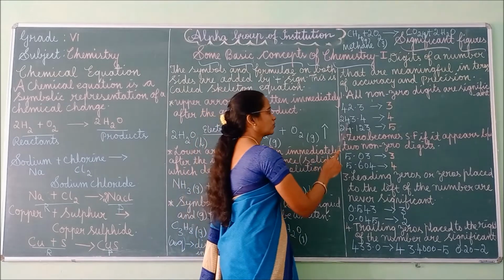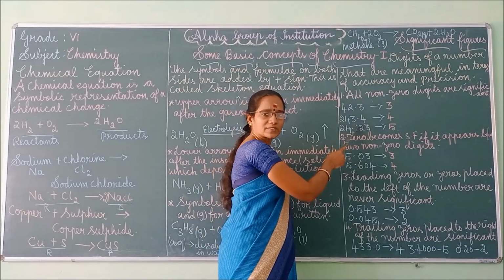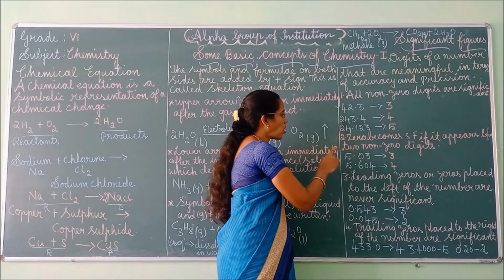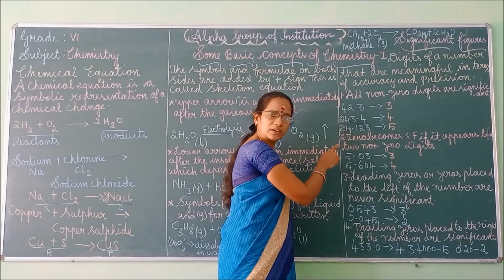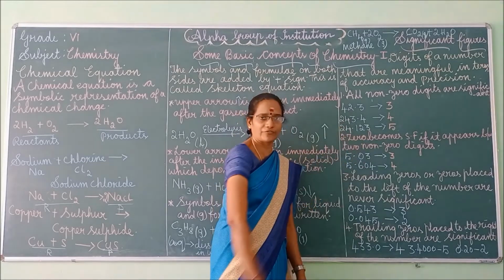Next, the second one: 243.4. Here also there is no zero digit, isn't it? 1, 2, 3, 4. So how many significant figures are here? 4 significant figures are in 243.4, right?